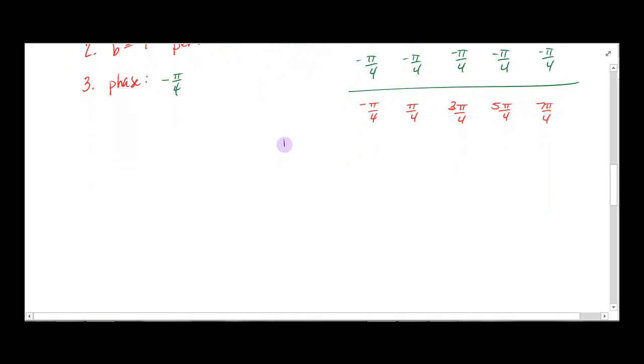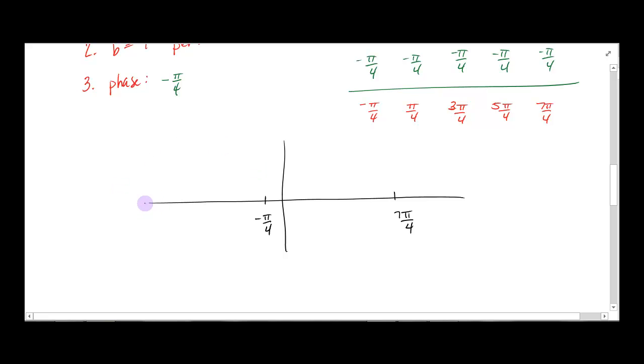So we're going to come over here and lay out our x-axis. I know that one period is occurring between negative pi over 4 and 7 pi over 4. So let's put that on here. And I could either move in the positive direction by 2 pi to make 2 periods, or I could move in the negative direction by 2 pi to make 2 periods.